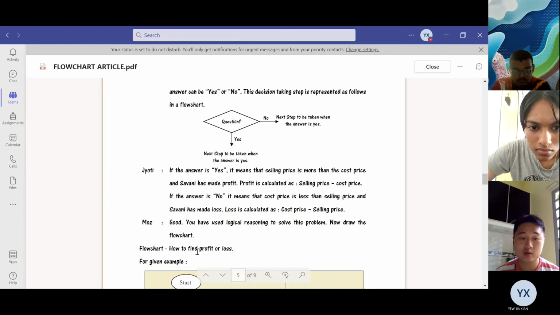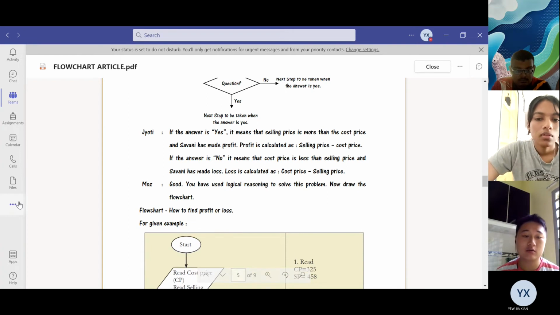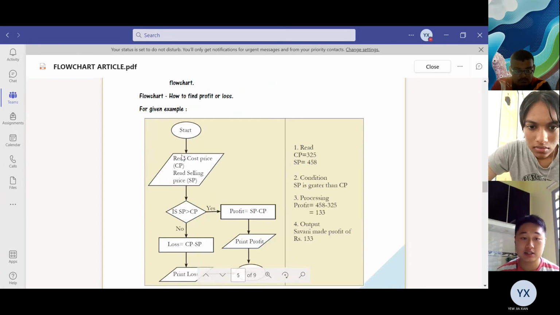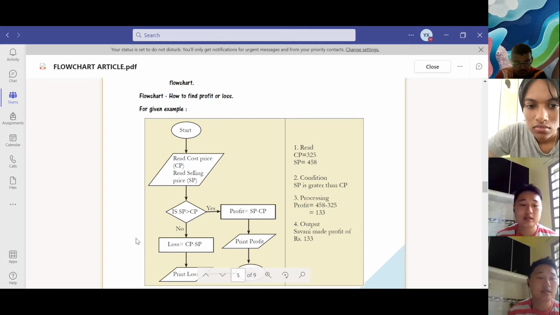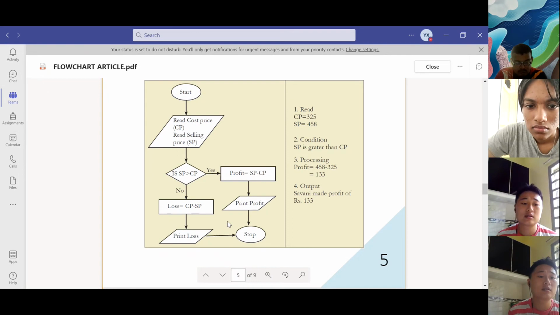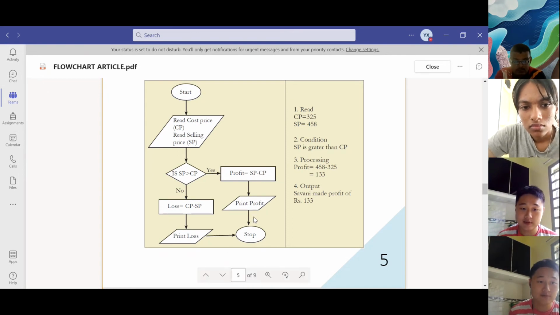Now draw the flowchart of how to find profit or loss. So here's the start. Read cost price CP equals 325 and read selling price SP equals 458. So, is SP greater than CP? Yes: profit equals SP minus CP. Otherwise, loss equals CP minus SP. Then print profit, or print loss, and then stop.